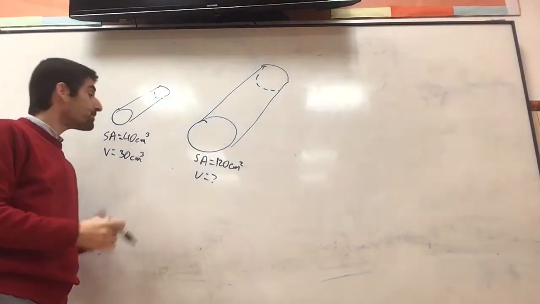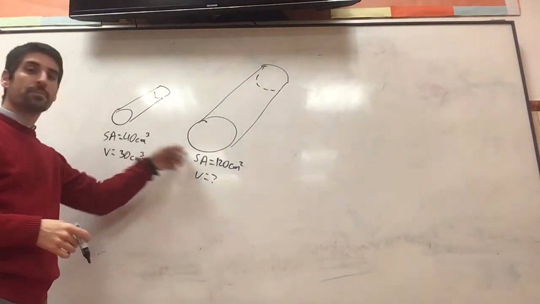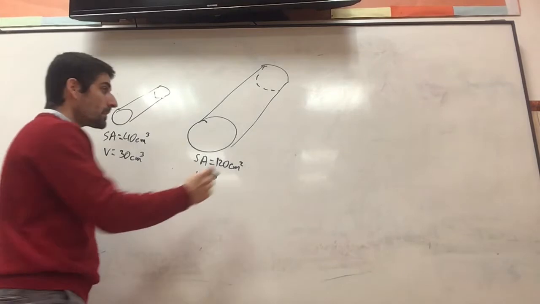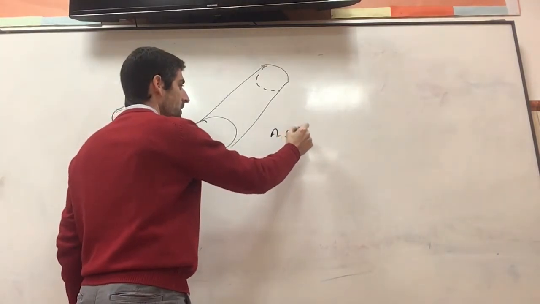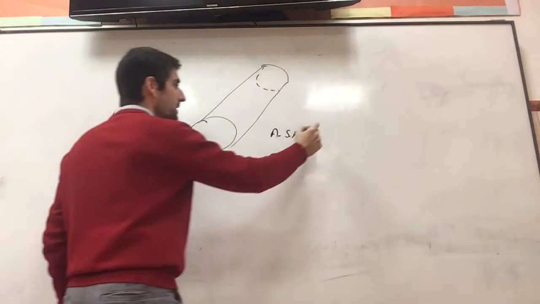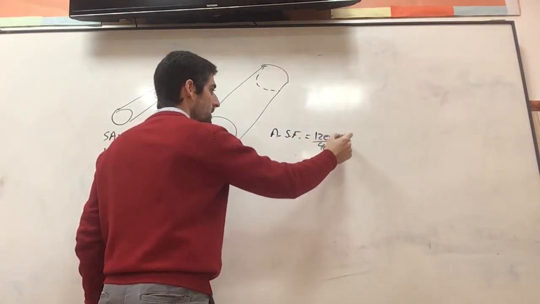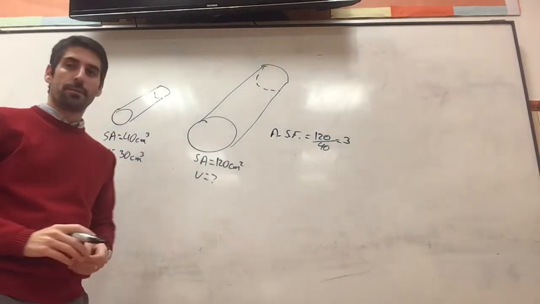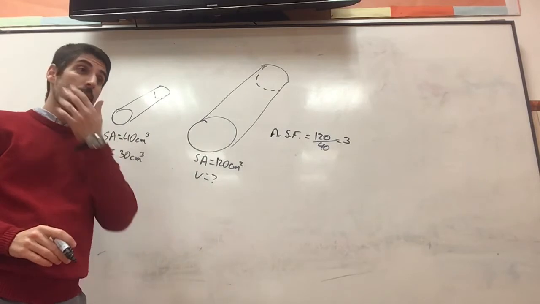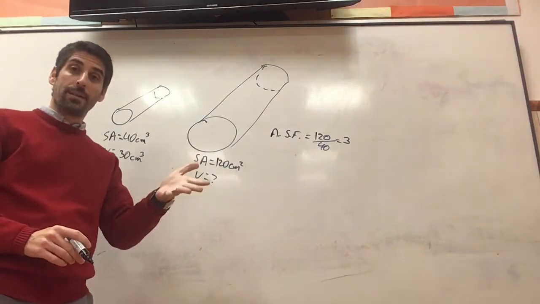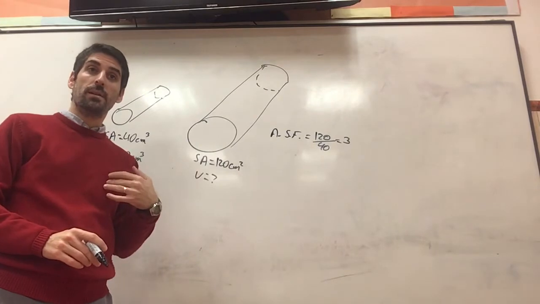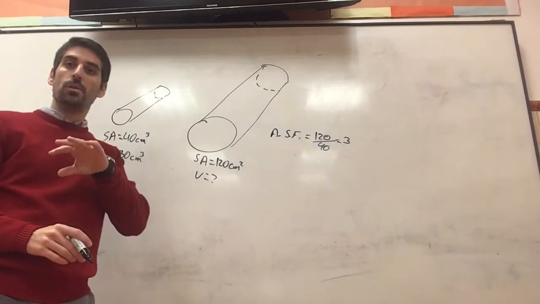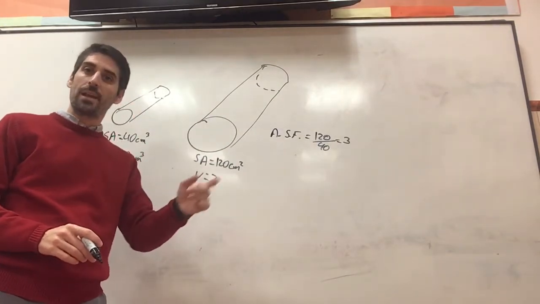Here I don't have lengths, but I know the surface area of the two cylinders. So I can find the area scale factor. And the area scale factor is 120 divided by 40, which is 3. And with that, I can find the volume scale factor. You may have thought that the volume scale factor is the area scale factor squared, but it doesn't work like that. Whenever you have to go between surface area and volume scale factors, you always have to go via the length scale factor.